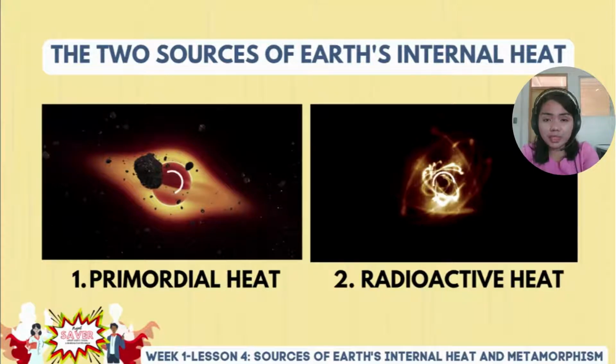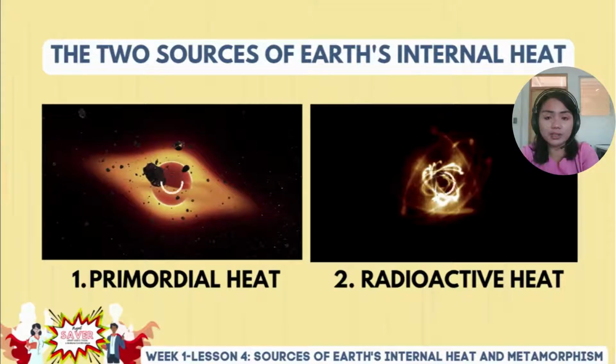One is the primordial heat, or the heat from the accretion and bombardment of the Earth during its early stages of formation. Another is the radioactive heat, or the heat generated by long-term radioactive decay.